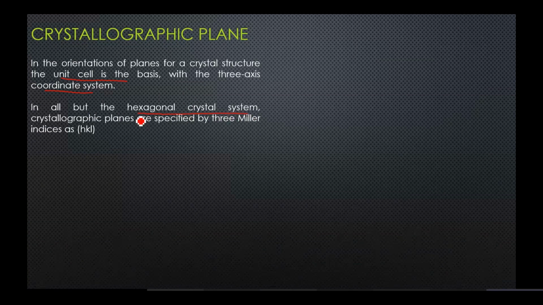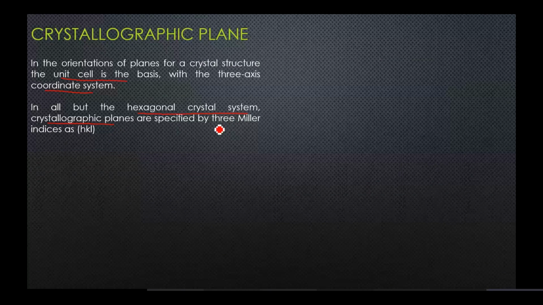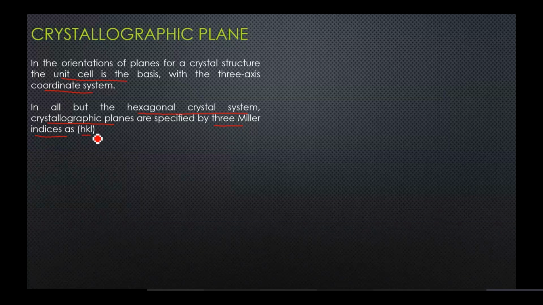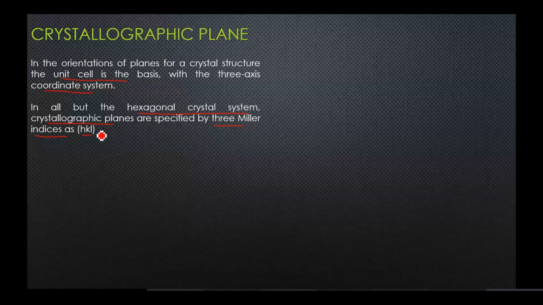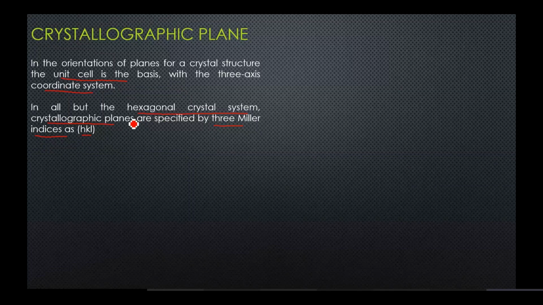Except for the hexagonal crystal system, crystallographic planes are specified by three Miller indices known as HKL. So Miller indices, represented by curvy brackets (hkl), three digits, would represent a crystallographic plane in all the crystal structures except for hexagonal crystal systems. We'll see why it is different in hexagonal crystal systems.